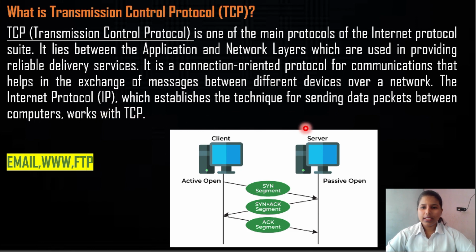So this is simple: a client is sending a message in segmented form, and when it reaches the destination, the receiver also acknowledges the packet. TCP is the main protocol we use in the internet protocol suite. That is because TCP verifies that each segment we divided reaches the destination. If not, it will inform the sender. Examples are email, WWW, and FTP.